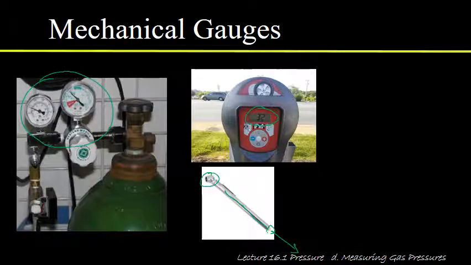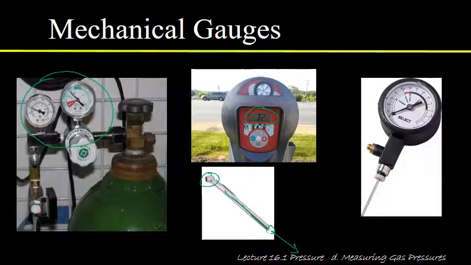Okay? And here's another example. This is a pressure gauge that you can buy to stick into a football or a basketball or a soccer ball or something like that to measure the pressure, to make sure your ball is at regulation pressure. And you can see this one has a fixed on it. It's got a little needle that you can stick right into the sports ball.